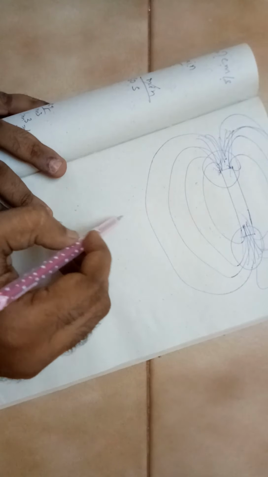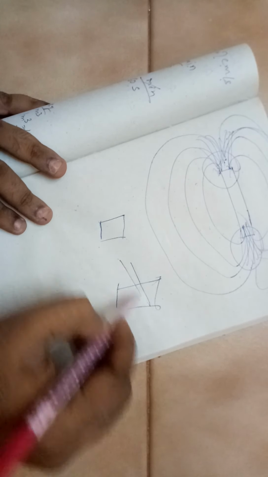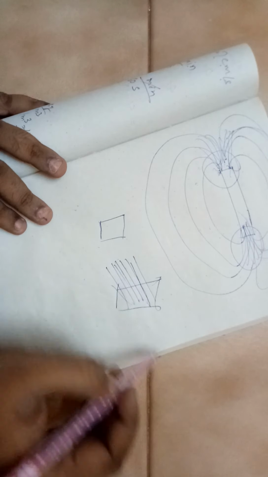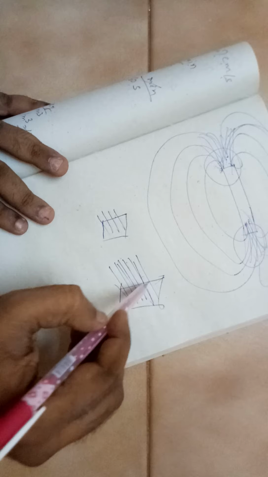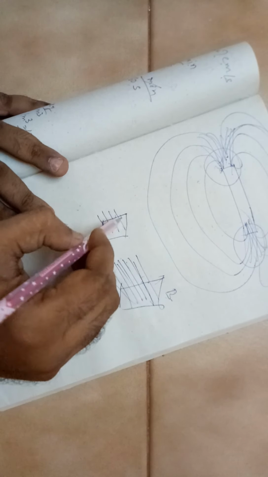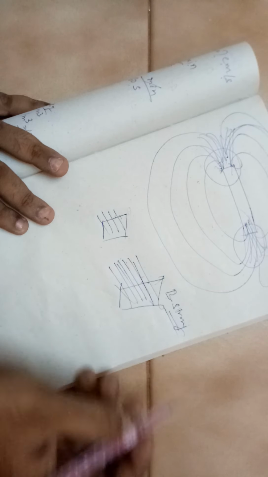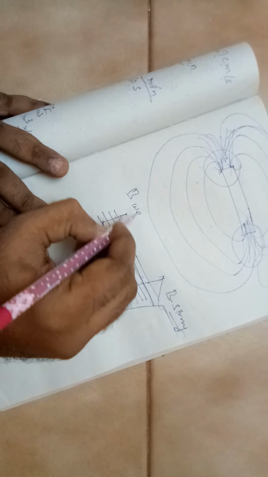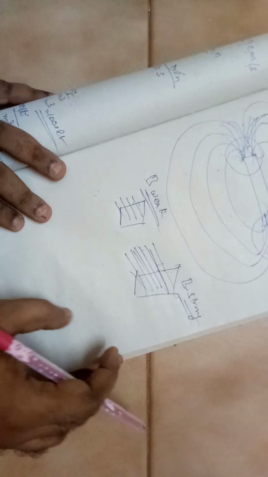Suppose there is a particular area like this, and through this there are a lot of lines passing through. Magnetic lines are more here, and here only a few lines are passing. We will say that B is strong here and B is weak here. B is strong in this situation and B is weak in this situation. So these are magnetic field lines.